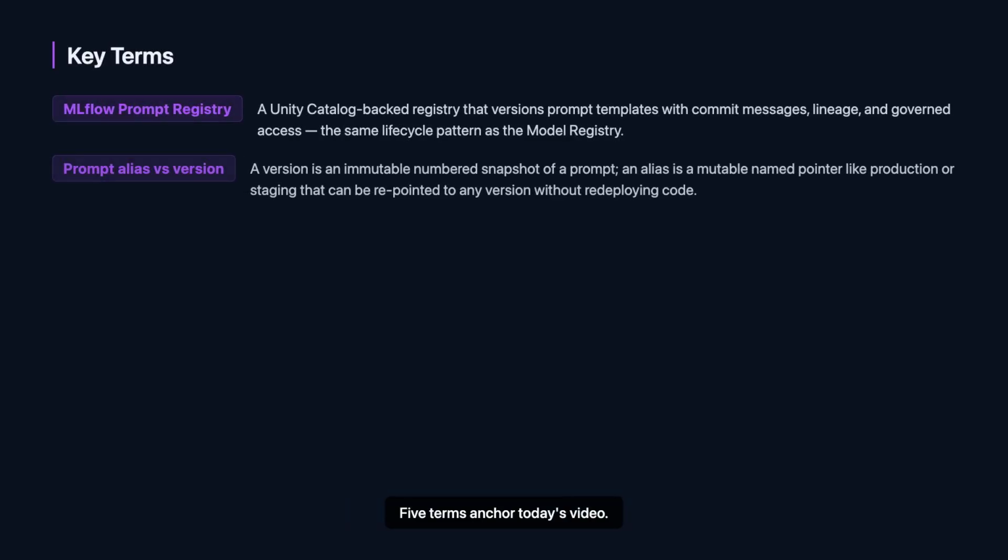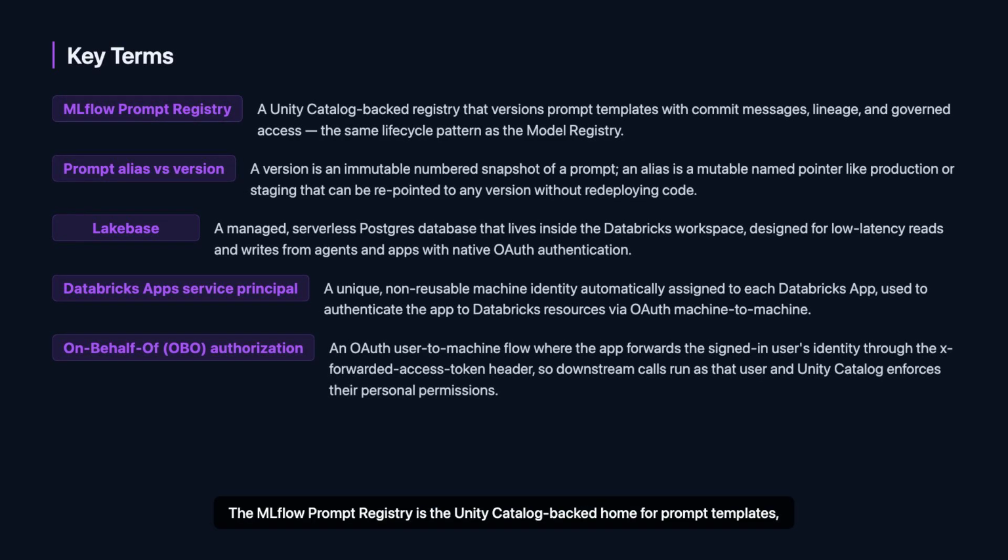5 terms anchor today's video. The MLflow Prompt Registry is the Unity Catalog-backed home for prompt templates, with versioning and commit messages. A prompt version is immutable and numbered. An alias is a mutable named pointer like production or staging, and the difference between them is the entire gated release story.